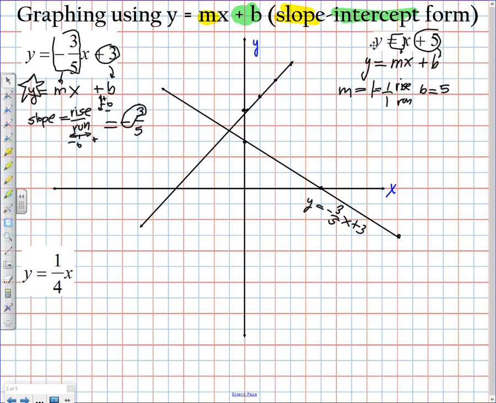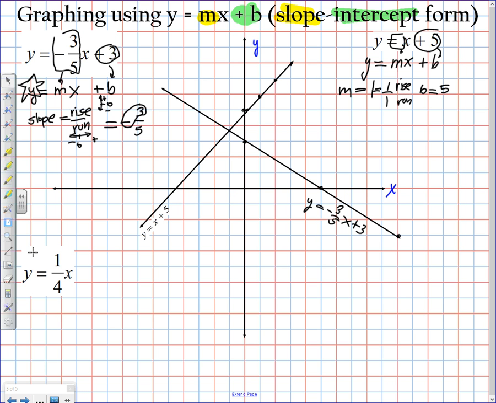So the name of this equation will be, I'm going to put right here, this is the name of the equation. The only reason why I'm doing this is because I'm graphing more than one equation on the same coordinate plane, so I put the name so I know which line is which.